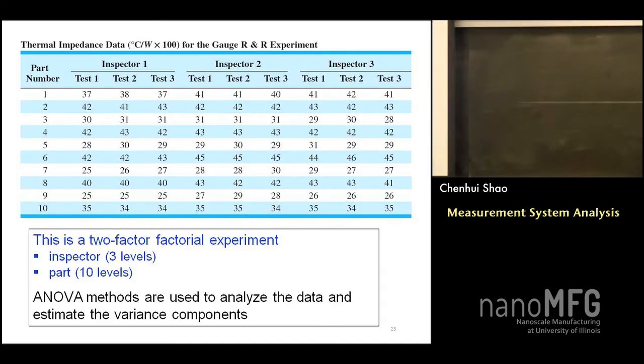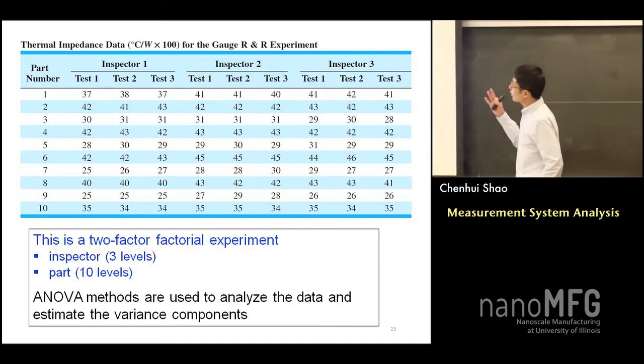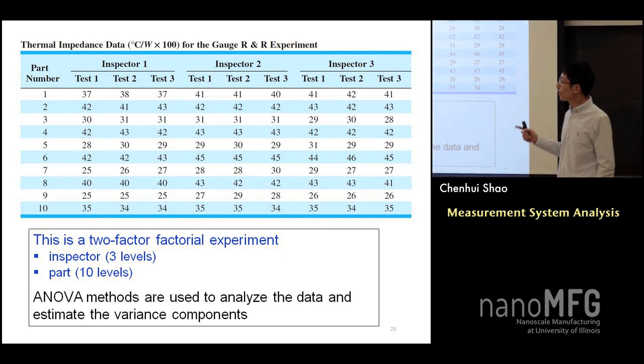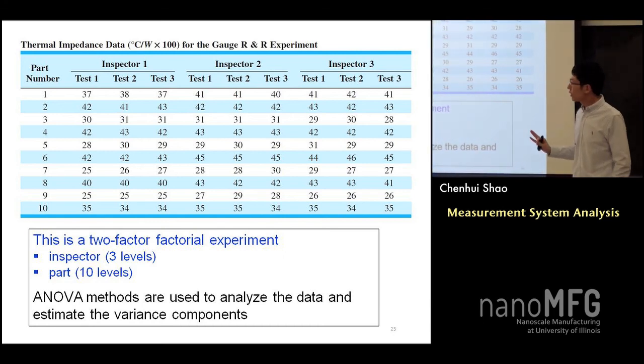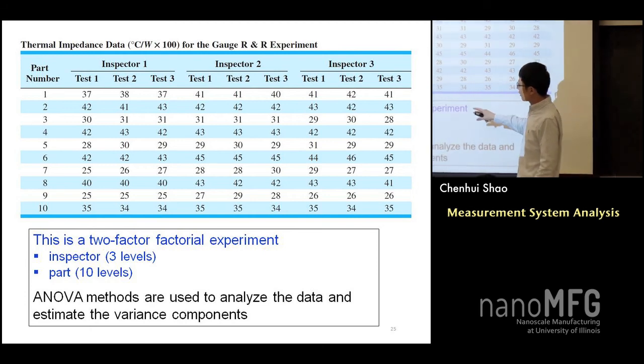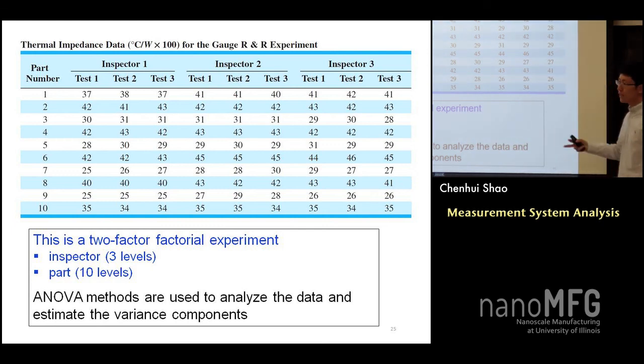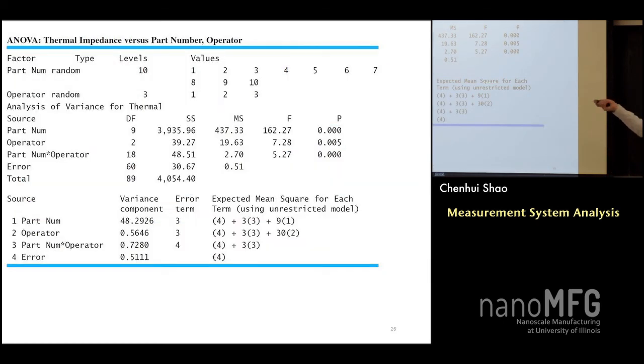And I have one more example. In this example, I have 3 operators, 10 parts, and each measurement is repeated 3 times. So then I conduct a factorial experiment. I have 3 levels for inspector, 10 levels for parts, and 3 levels for repeated measurements. If I use ANOVA, I get this result.